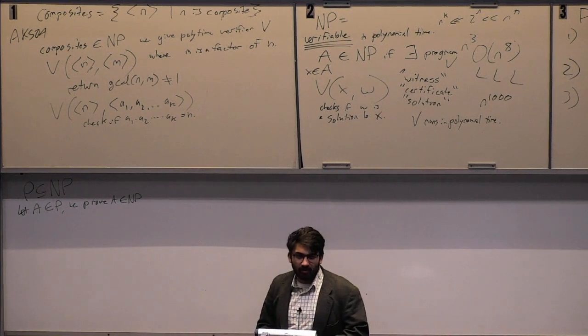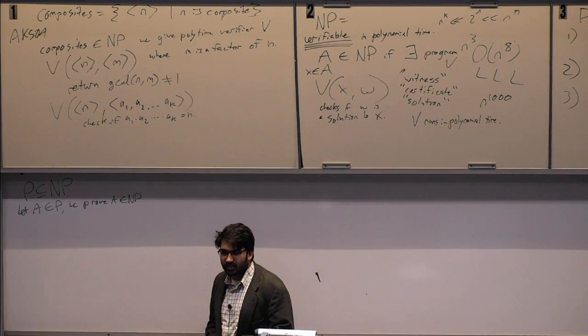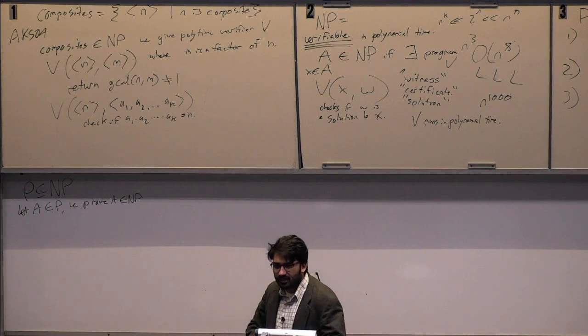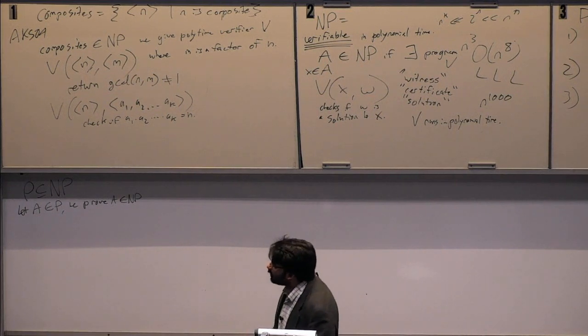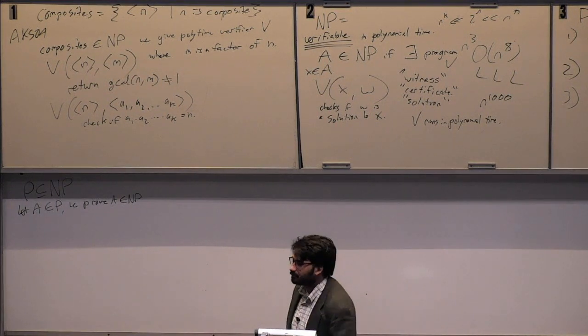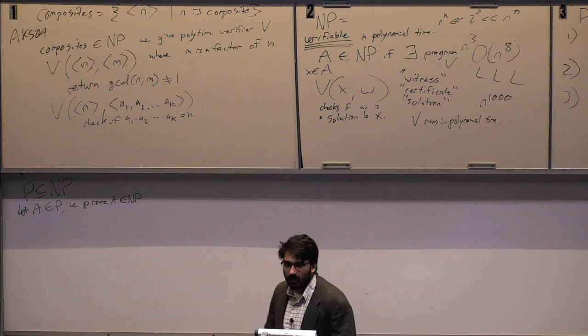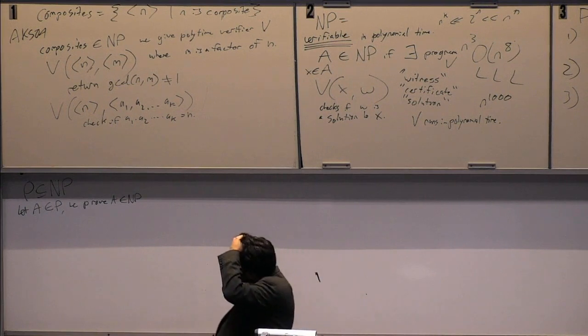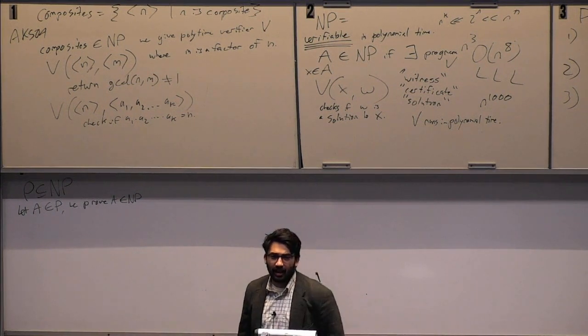Now, this is the easy part of a very, very hard problem. Proving if this containment is strict has killed the careers of thousands and thousands of scientists. I can't describe how hard this problem is. So we won't go into it too much. We'll just go into the easy part. If A is in P, then there's a polynomial time solution for A, right?